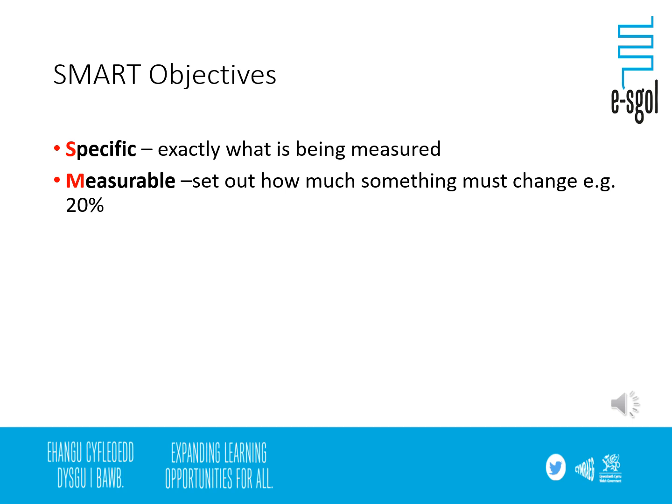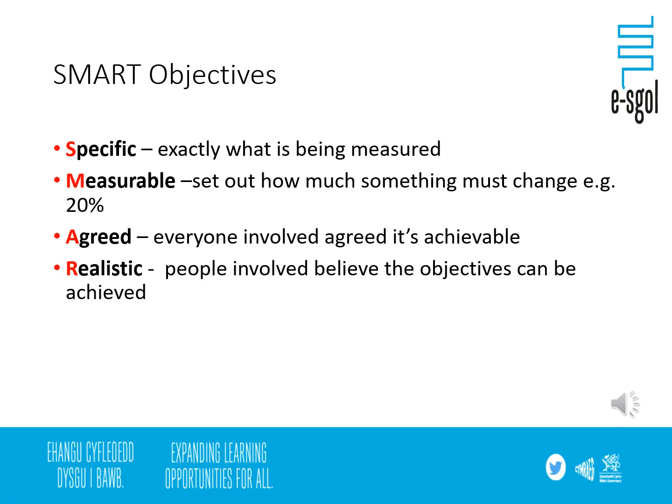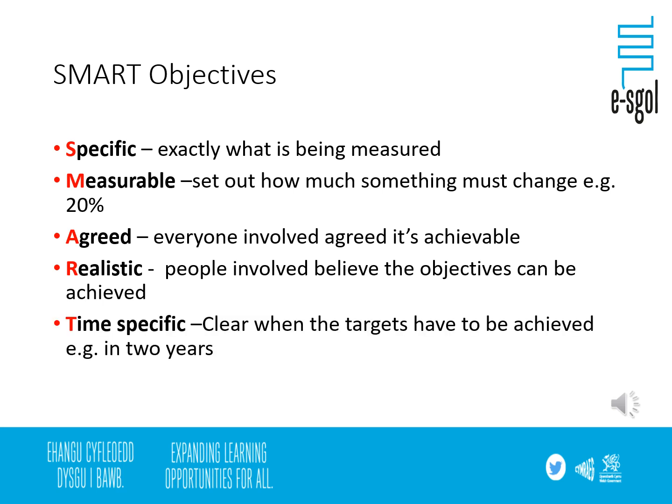It needs to be agreed, it needs to involve everybody, that it's achievable. It needs to be realistic, that people actually believe it can be achieved, and time specific, so that you're giving a clear outline of how and when that's going to be achieved by.